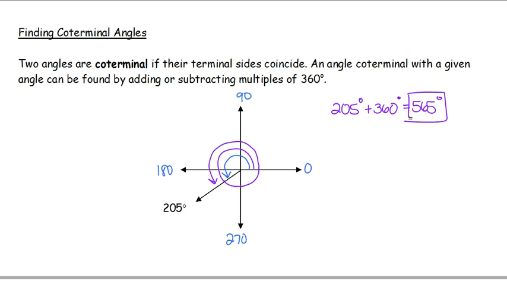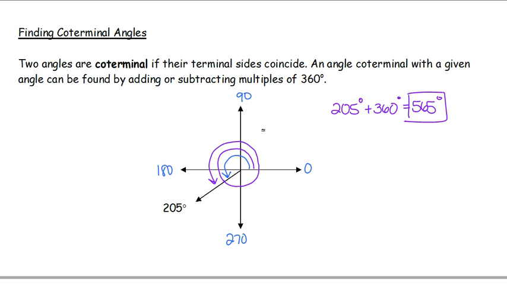That is only one example of a coterminal. I have an infinite number of positive and an infinite number of negative coterminals, because I can just keep on adding 360, add 360, add 360, and it will forever keep going around my circle, around and around and around.